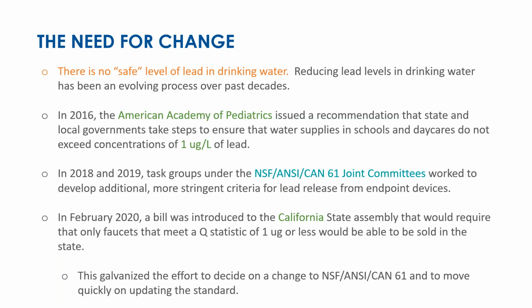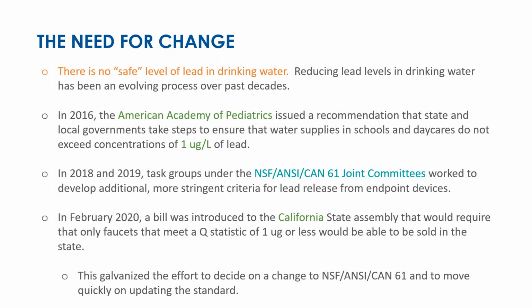In 2016, the American Academy of Pediatrics issued a recommendation that state and local governments in the US take steps to ensure that water supplies in schools and daycares do not exceed concentrations of 1 microgram per liter of lead. And schools and consultants in the US at least have been working to remediate lead levels under a 3Ts program, and they've been looking for ways to identify lower lead emitting faucets, because even those certified to standard 61 could potentially be leaching a dose of lead up to 5 micrograms into the drinking water.